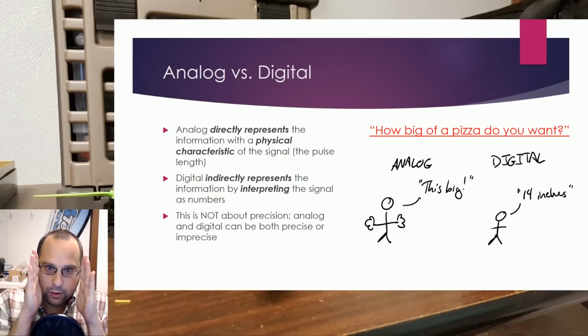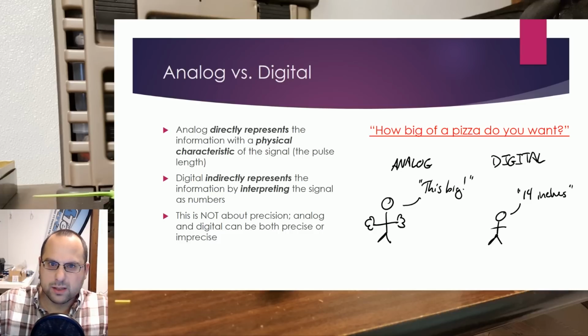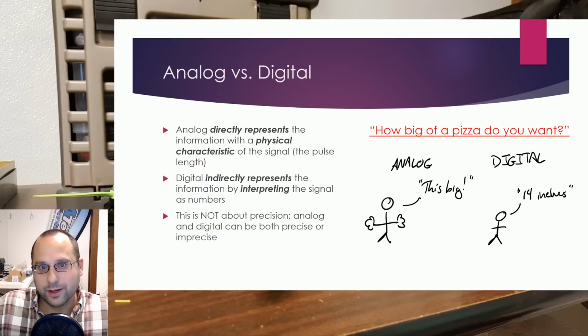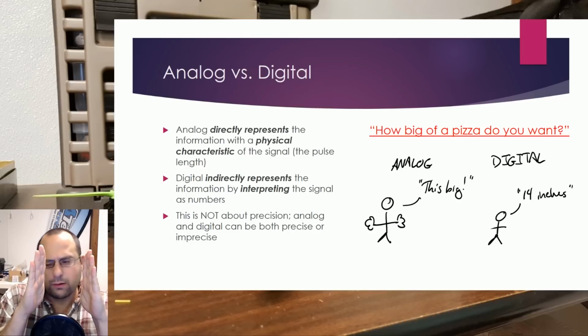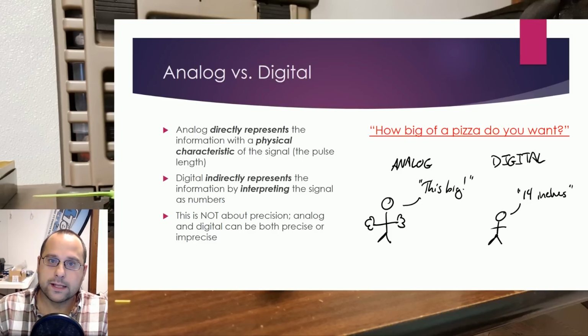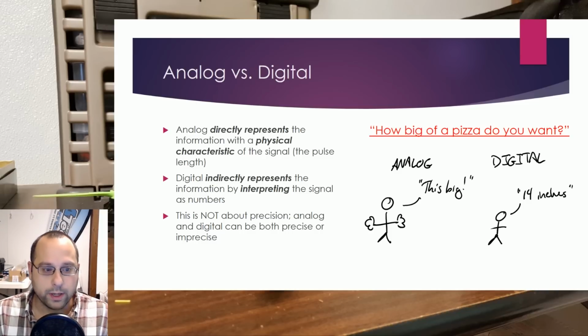I have a very small camera angle here. Normally pizza is bigger than that, but then my hands would be out of the camera. So this big, this is how big of a, it's a personal pizza. Okay. At which point the pizza maker goes, okay, I'm going to make you a pizza that big. He makes a pizza that big. Now that's analog. I just showed him how big a pizza I want.